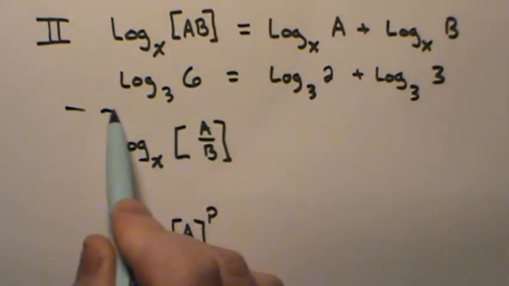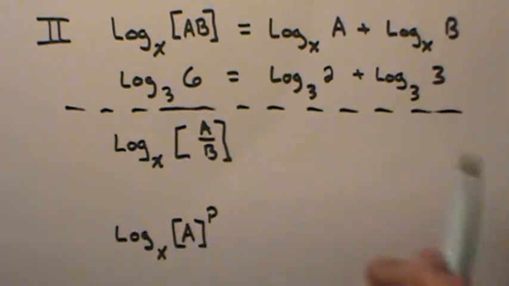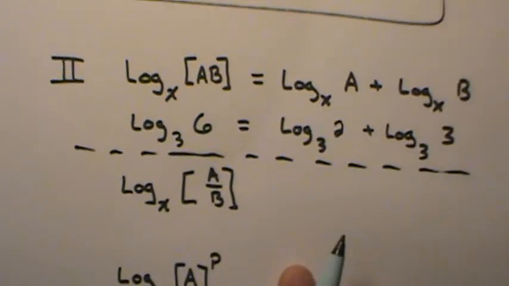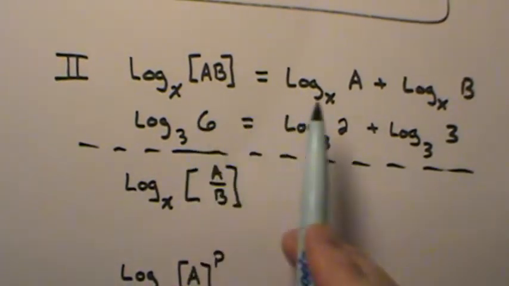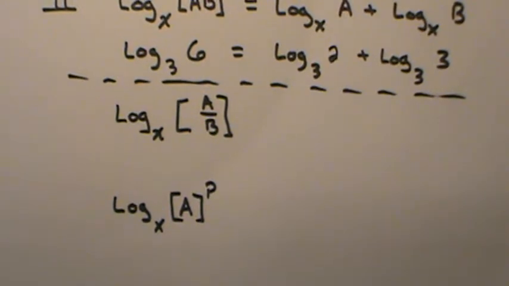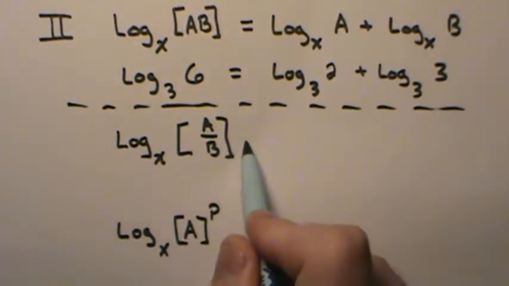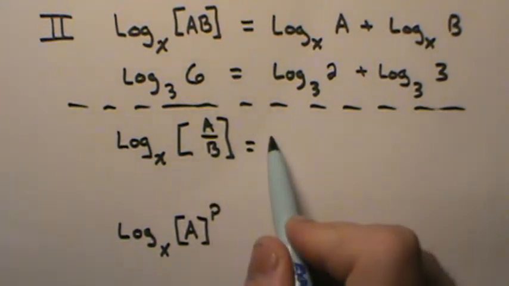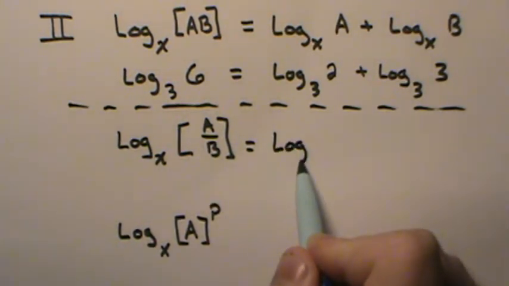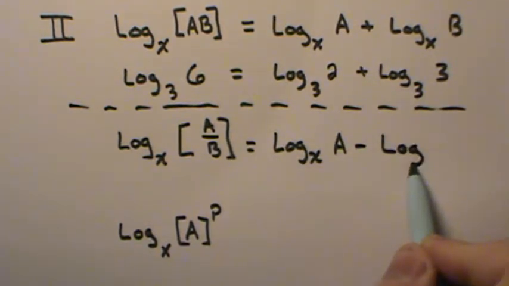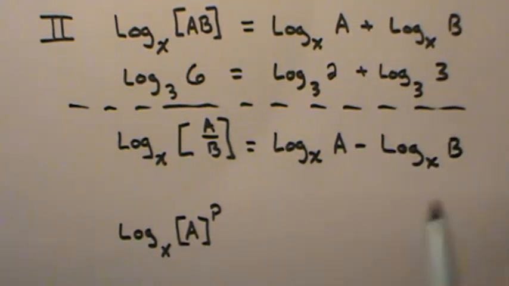So we've got a second concept then. It says if you're dividing them, well, it kind of makes sense here. If I'm multiplying, I add. If I'm dividing, what do you think I would do? I'll subtract: numerator minus denominator. So you could say log base x of a minus log base x of b.